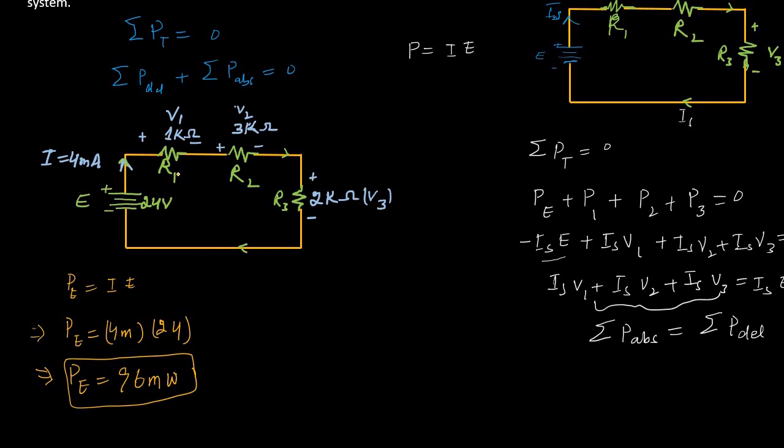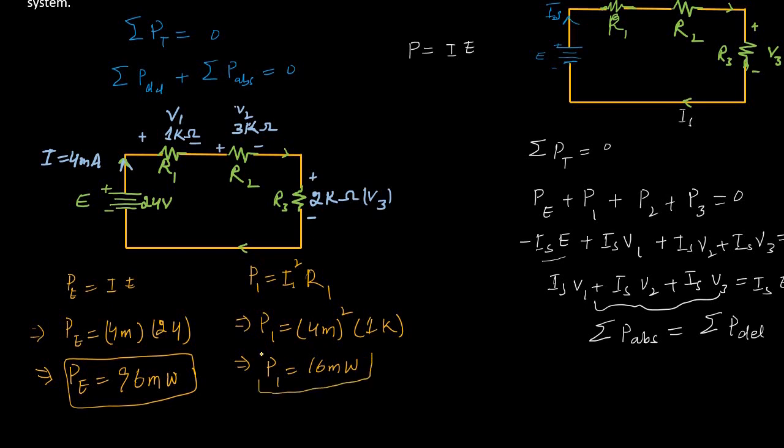Now let's say the power absorbed by this first component is P1 equals to I square into R1. So the power absorbed by this first component is the current in this network whole square, and the resistance value of the first resistor is 1 kilo ohm. So the resulting power absorbed by this first component, P1, is equal to 16 milliwatt. So 16 milliwatt of power is absorbed by this first component.